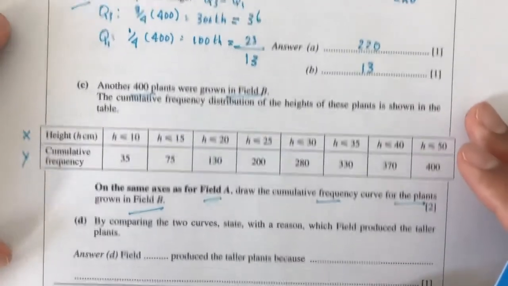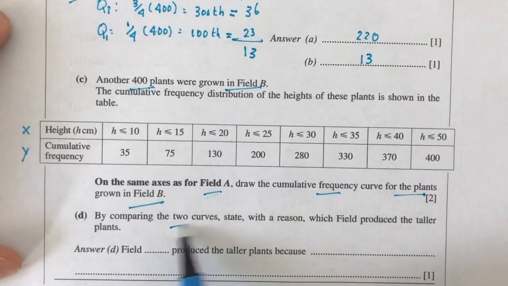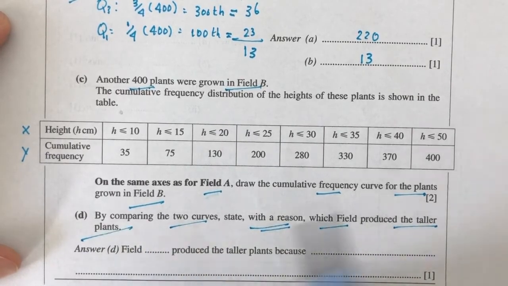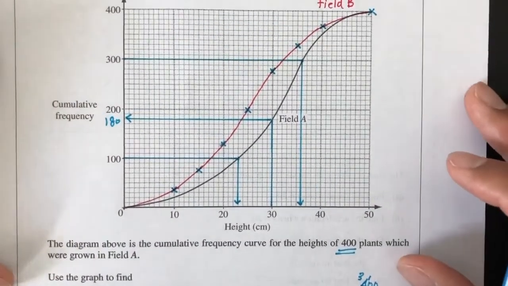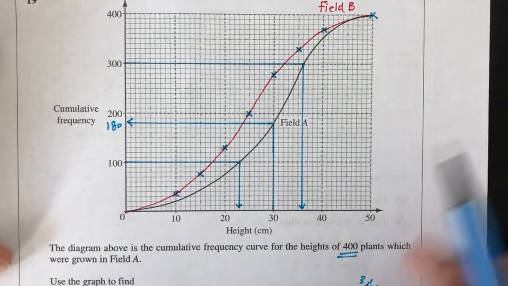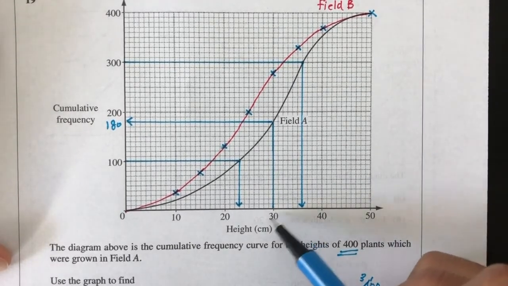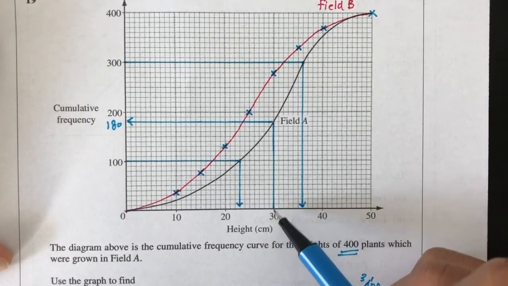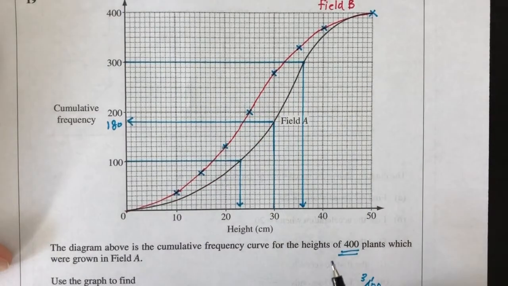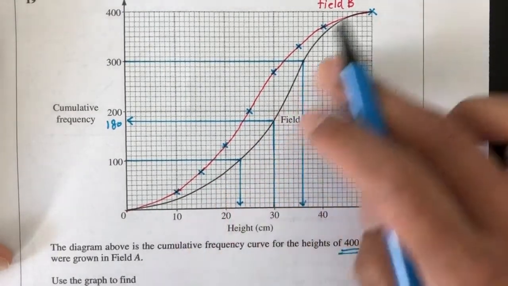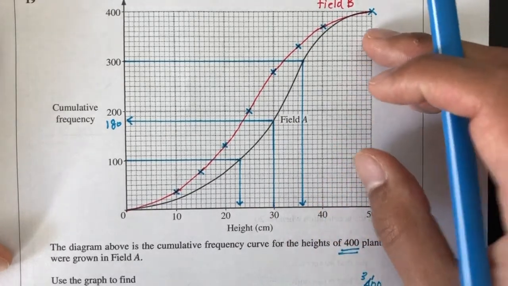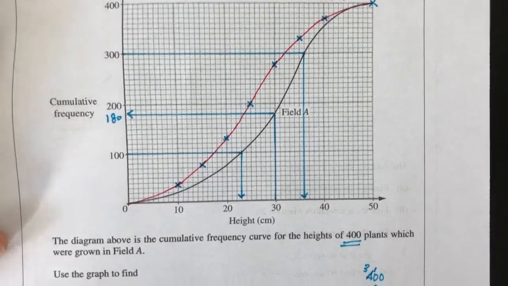Now the question here is, by comparing the two curves, state with reason which field produces the taller plants. So let's see which one produces the taller plants. As you can see here, for example, let's take a point. Let's say we are looking at 30. The number of trees at 30 or less, for A we have 180, for B it is 200-something. So basically, taller trees will be field A, because as you go for taller trees, we have less and less for the value of B. I hope that makes sense, right? You can see it from the graph.